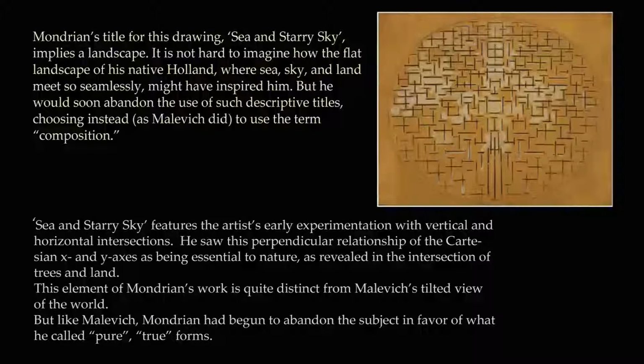So Sea and Starry Sky features the artist's early experimentation with vertical and horizontal intersections. He saw this perpendicular relationship of the Cartesian x and y axes as being essential to nature, as revealed in the intersection of trees and land. The element of Mondrian's work is quite distinct from Malevich's tilted view of the world. But like Malevich, Mondrian had begun to abandon the subject in favor of what he called pure, true forms.